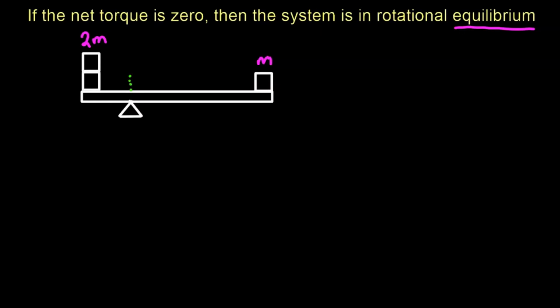So here's an example of rotational equilibrium. So we have a seesaw. On the right hand side, we have a mass M. So the force acting on this mass, the force of gravity, is mg. On the left hand side, we have a mass of 2m. So the force of gravity there is going to be 2mg. And the distance from the mass to the axis of rotation on the left is r. And the distance of the mass to the axis of rotation on the right, we're going to say that's 2r.